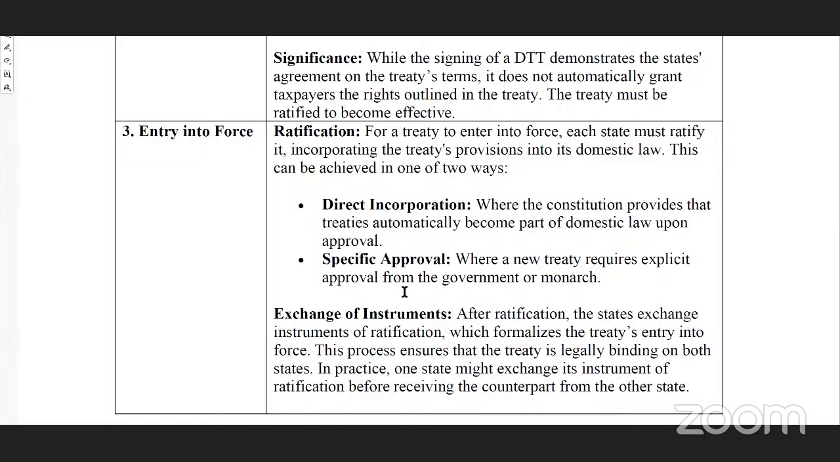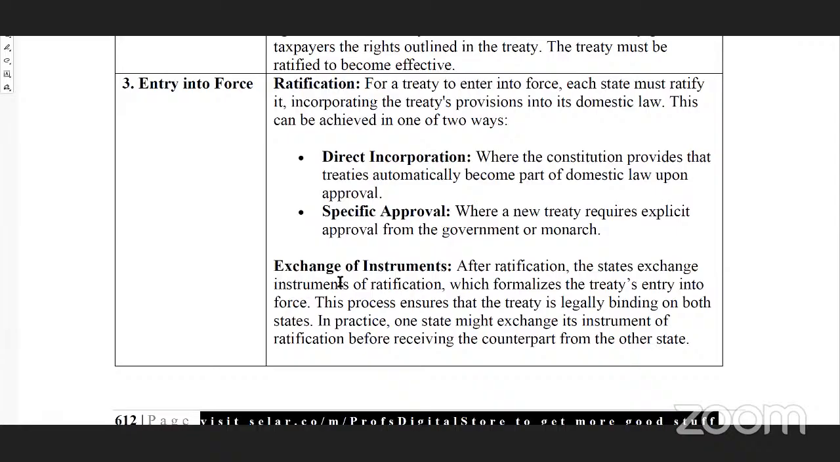So ratification is that each state must ratify it, incorporating the treaty's provisions into its domestic laws. And it can be achieved either by direct incorporation or a specific approval, maybe by your parliament or by a government, or maybe by a council of states, or by the constitution, or whatever it may be, right? After that, we must exchange instruments to tell the other state that, okay, we have done this in our law. You too, have you done yours? Yes, I have done mine. Have you gotten parliamentary or constitutional approval? So after ratification, the states exchange instruments of ratification, which formalizes the treaty's entry into force.